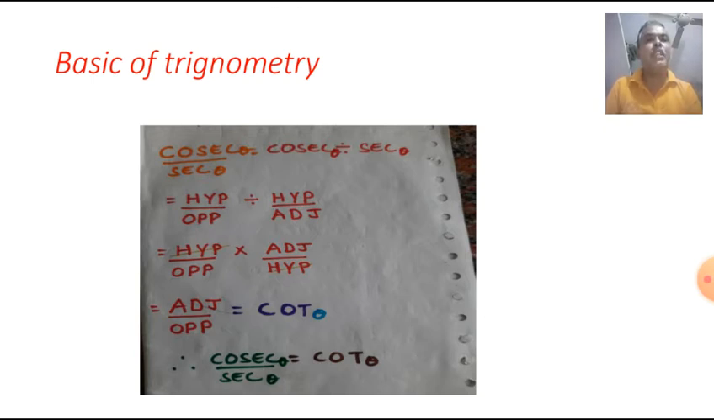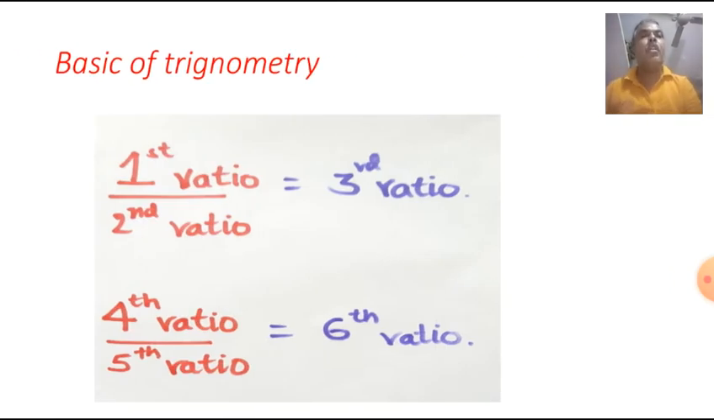Adjacent by opposite is cot theta. Cosecant theta divided by secant theta is equal to cot theta. It is clear. That is fourth ratio divided by fifth ratio is equal to sixth ratio. So it is clear that here I specified first ratio divided by second ratio is equal to third ratio.